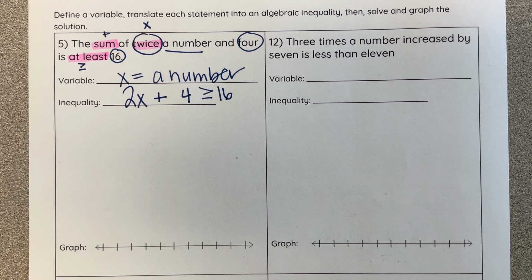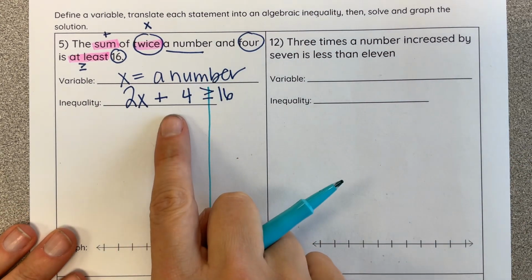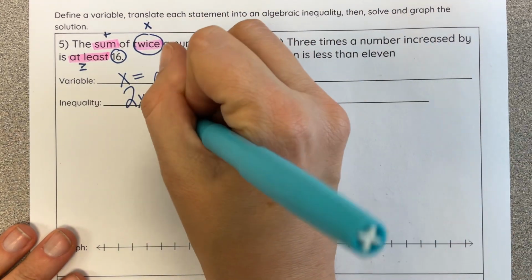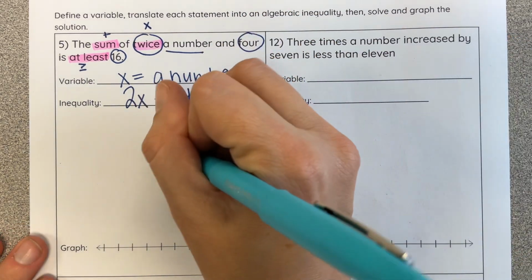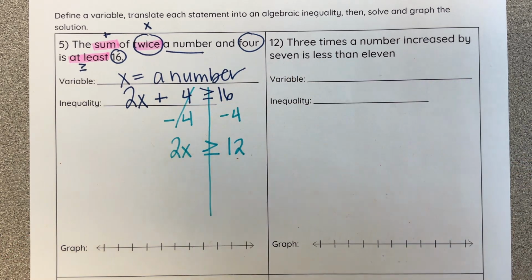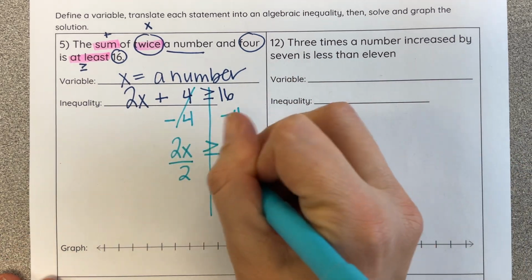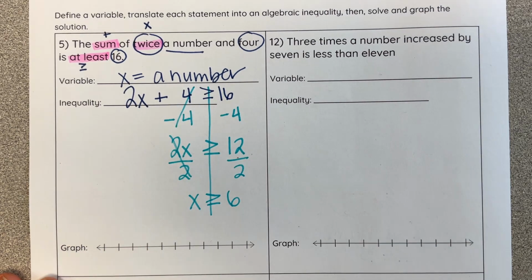Now we are going to solve. So on this side we have plus 4, so we're going to subtract 4 from both sides. We're left with 2x is greater than or equal to 12. Second step, divide by 2. We get x is greater than or equal to 6.